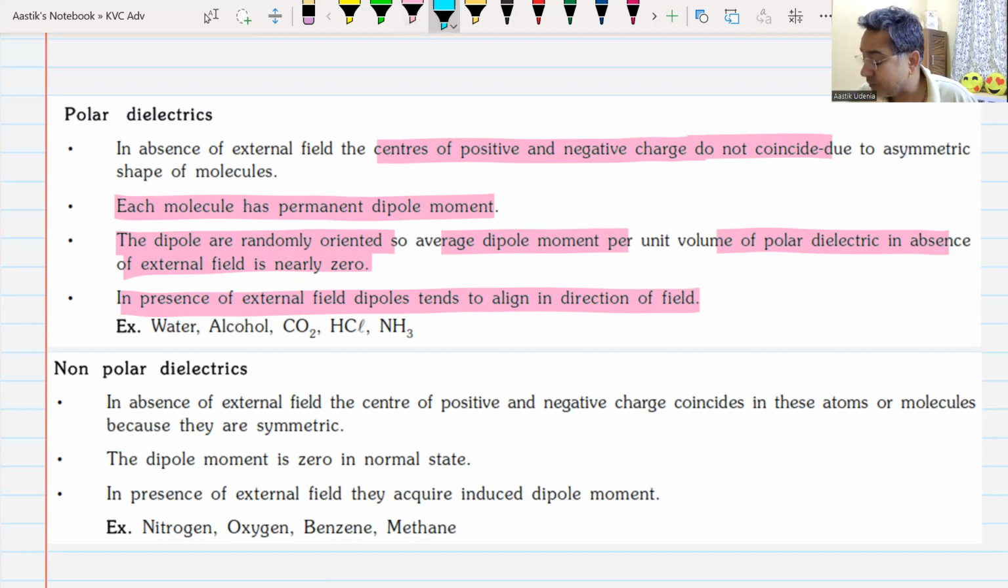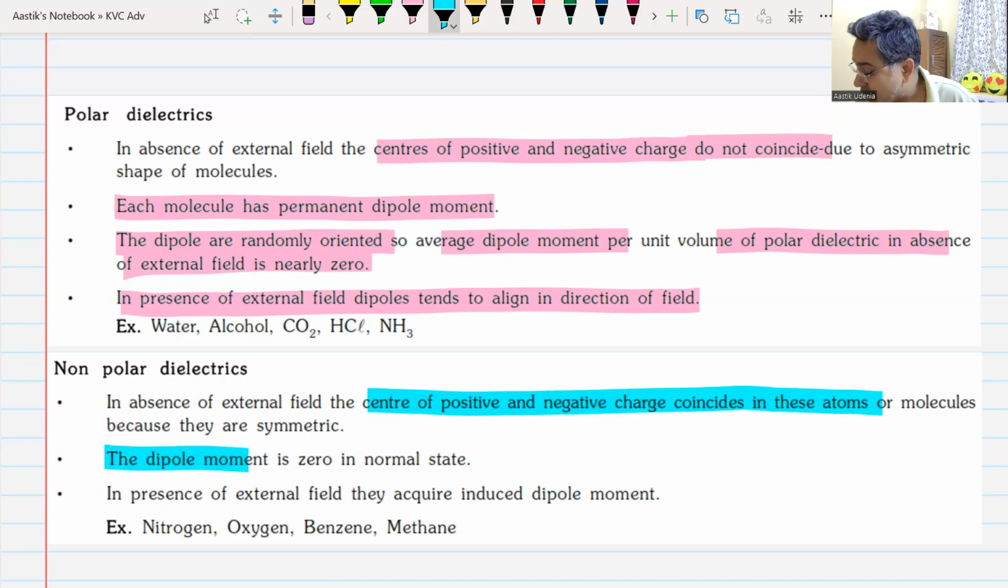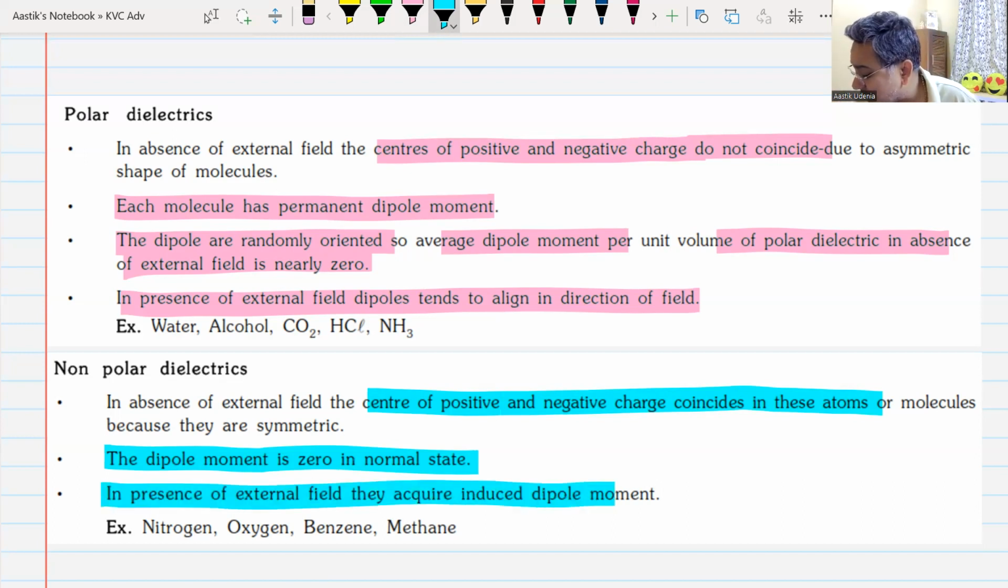In case of non-polar dielectrics, the centers of the positive and the negative charges coincide. So each molecule has zero dipole moment. The net dipole moment is also zero. In the presence of an external field, they will acquire an induced dipole moment. Do we understand this?